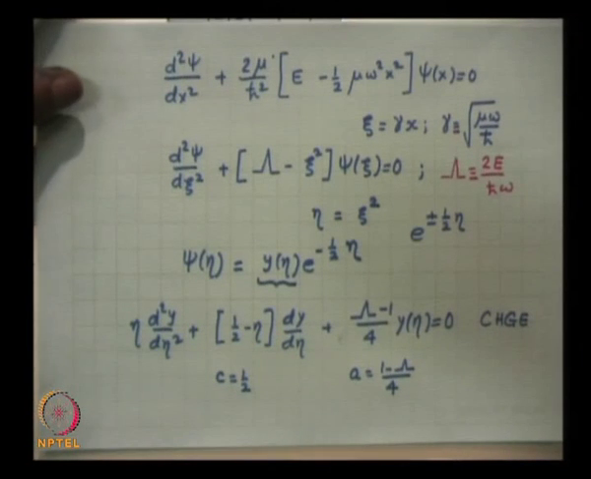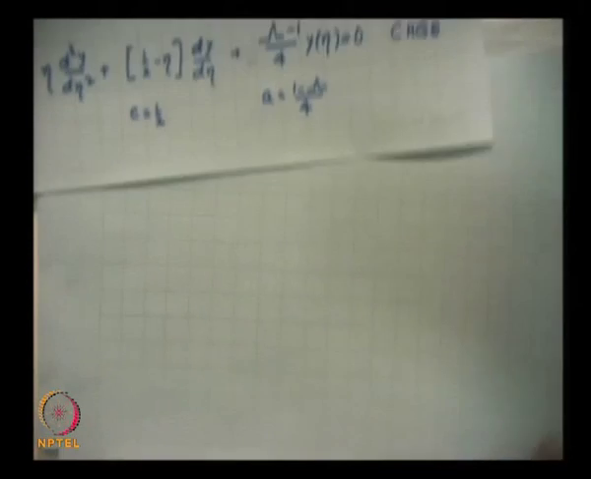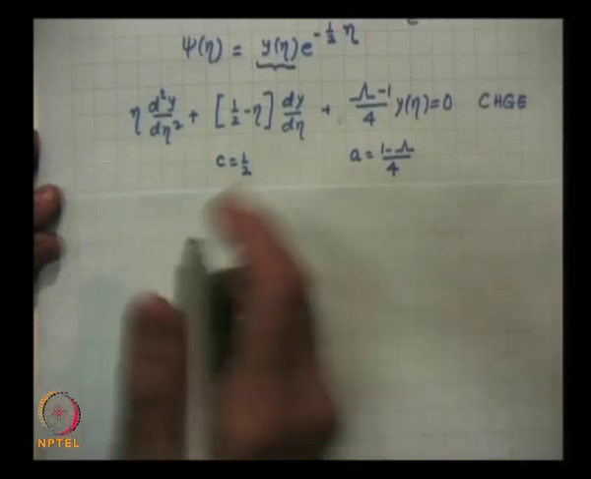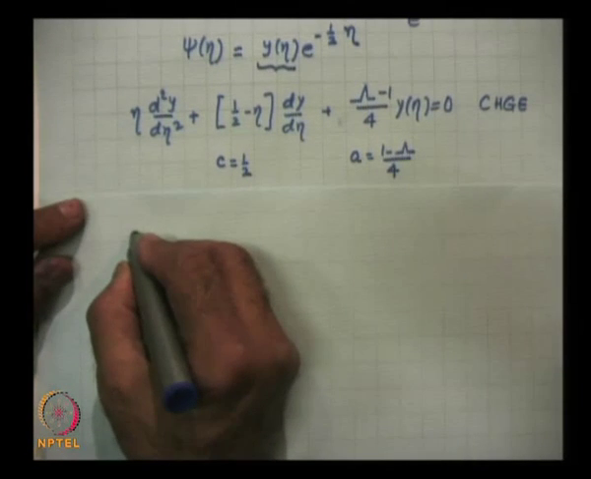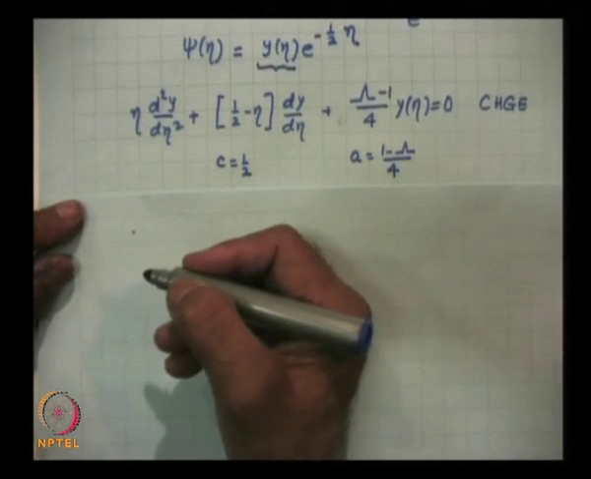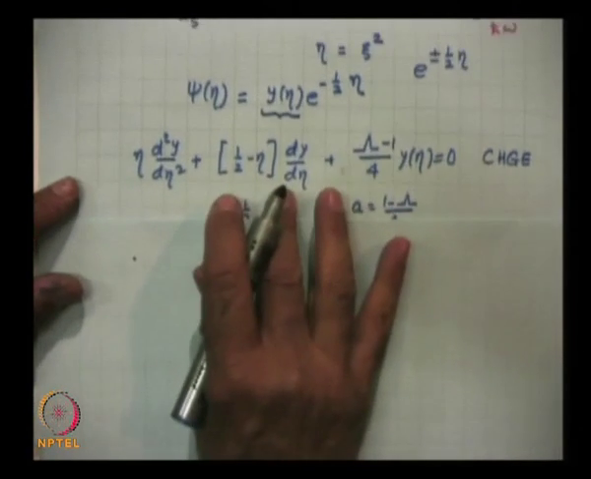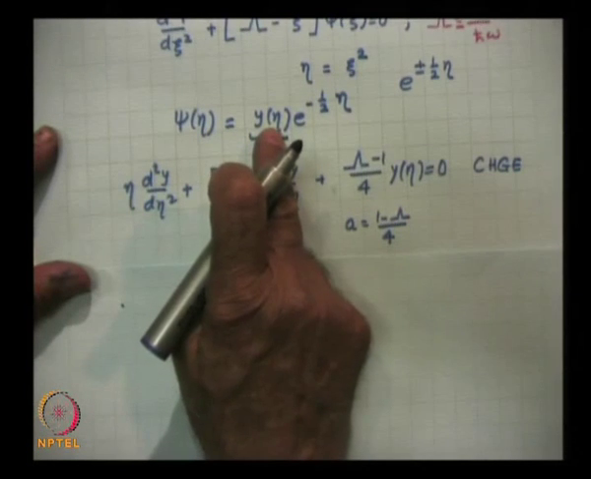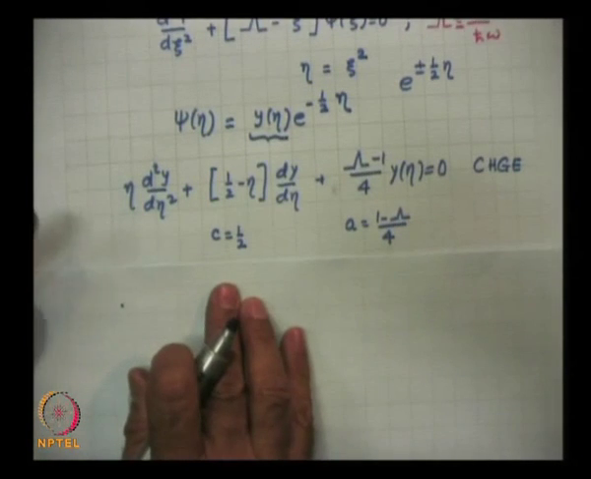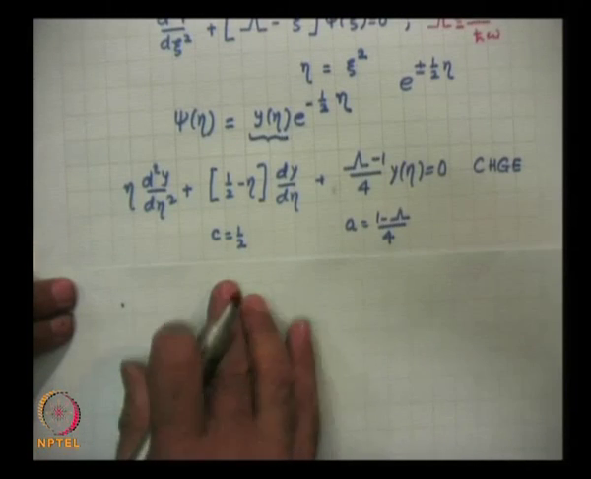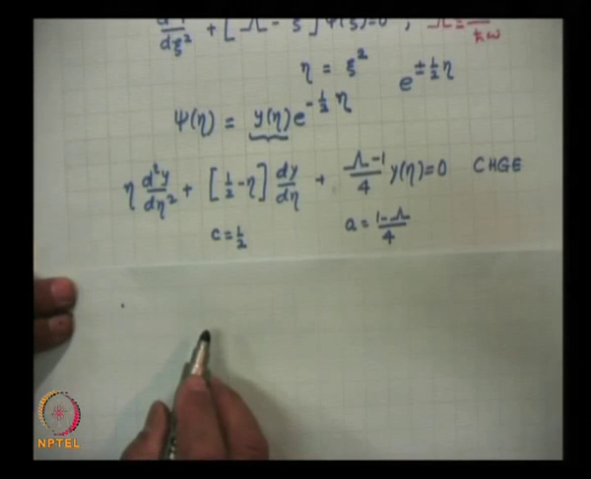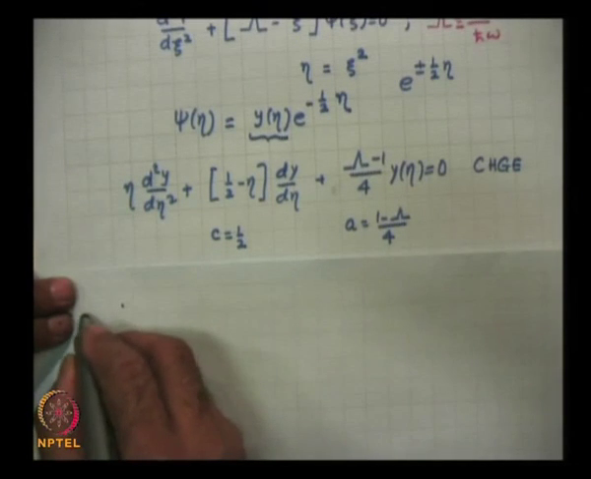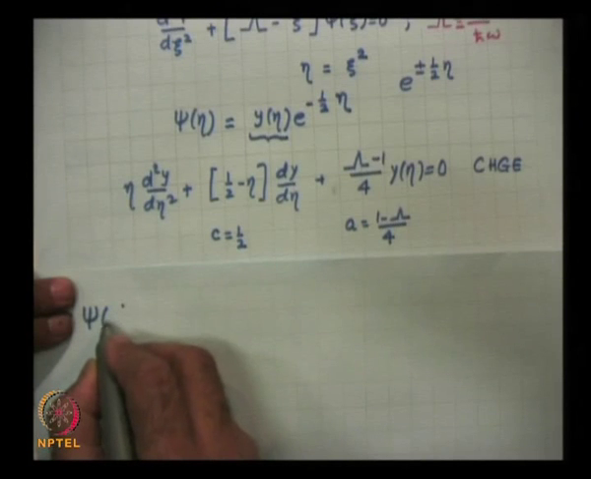Now, because this is the confluent hypergeometric equation, and because c is equal to half, the two independent solutions are y of eta, and so therefore psi of eta is y of eta multiplied by e to the power of minus half eta, and eta is xi square. So, this we did in the last lecture carefully.